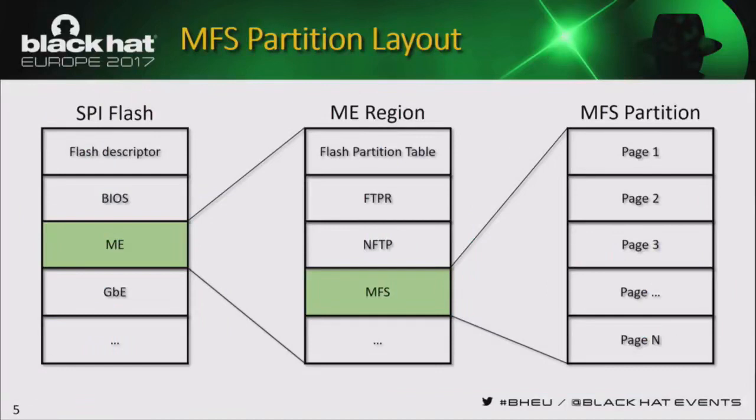We will talk about flash. On modern computers, there is an SPI flash chip, serial peripheral interface, and that flash chip contains several pieces of software. It contains code for BIOS, code for Management Engine, some data for Gigabit Ethernet, and so on. Within the Management Engine region, there is a kind of partition table that describes what's inside the ME region. And one of the partitions is called MFS. I believe it's a shortcut for ME file system.